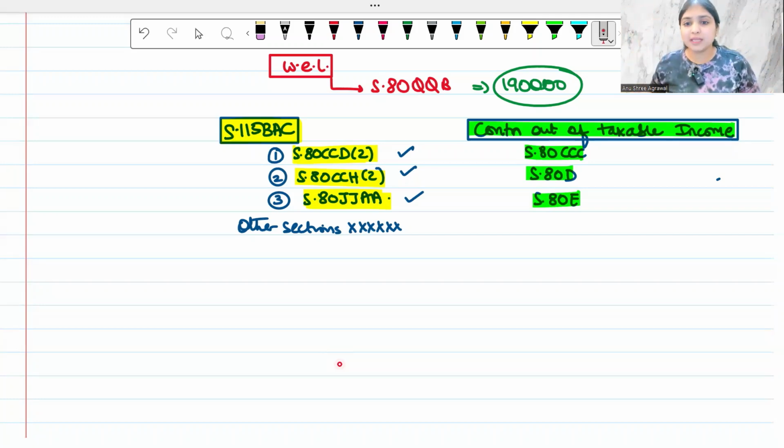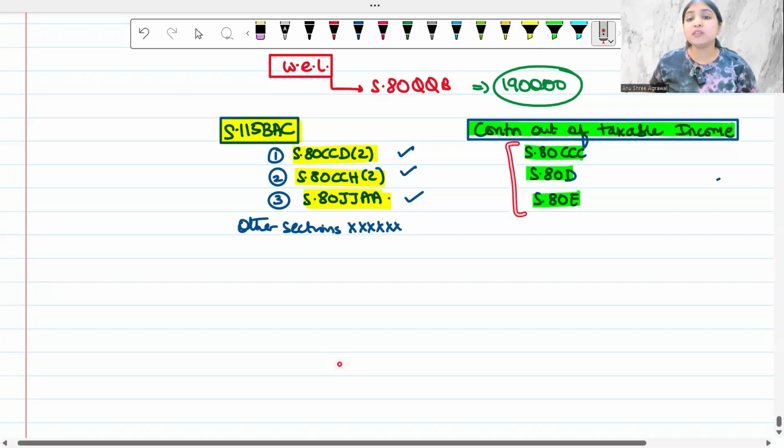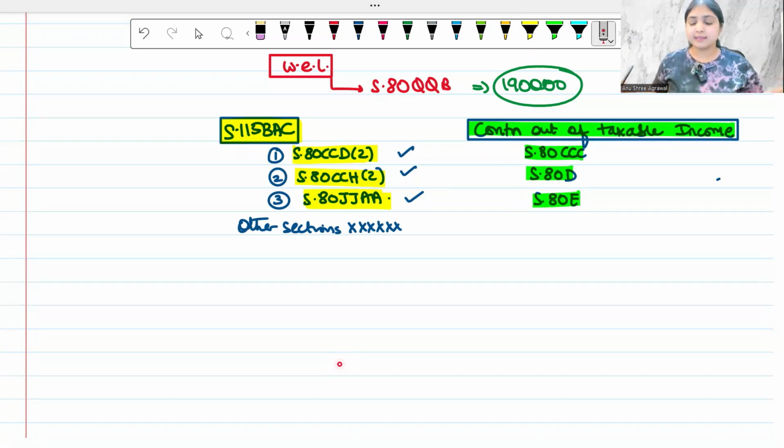But it matters only in these three sections. In your syllabus, it matters only in these three sections, 80CCC, 80CCD, and 80E. In these three sections, it is important that you should have taken the money only out of taxable income. In these three sections, it is important that you should have taken the money out of taxable income and not out of exempt income. All right, that's it. So with this, we'll close our entire discussion on chapter 6A.